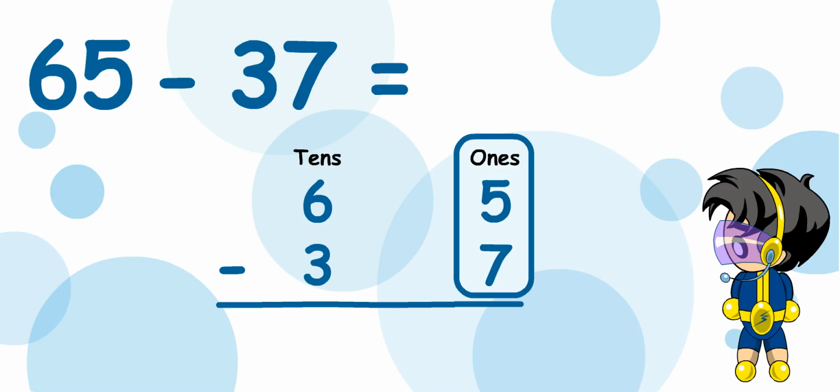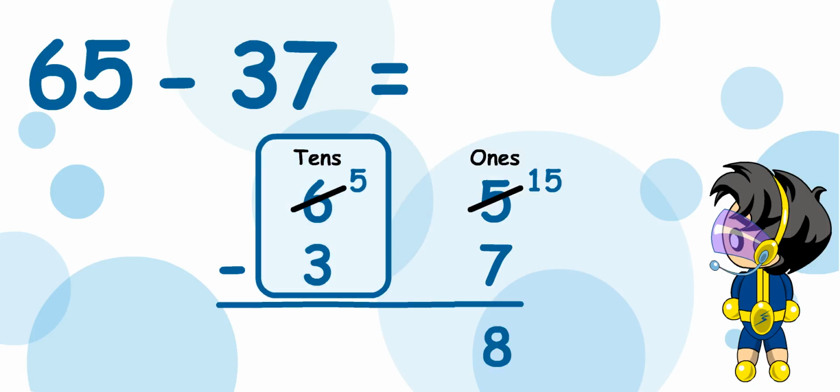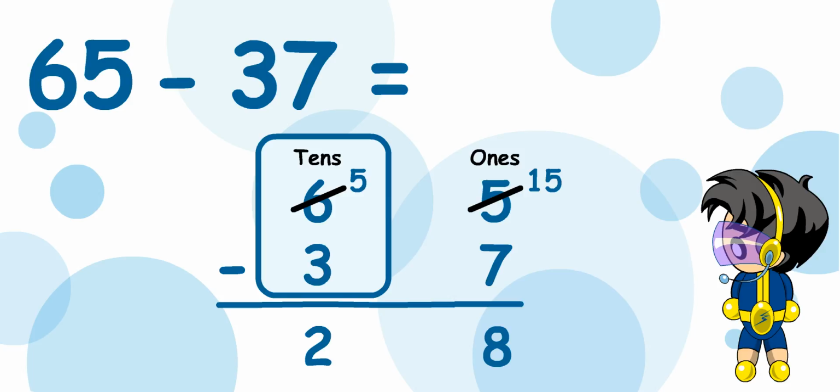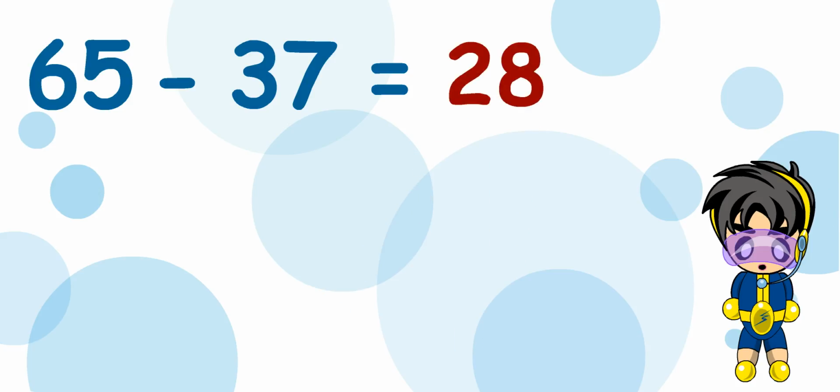So, I take 1 tens from 6 tens and change it into 10 ones. I am then left with 5 tens. I add 10 ones to 5 ones so that I have a total of 15 ones. Now, I can minus 7 from 15 to give 8. Finally, I subtract the tens. 5 tens minus 3 tens gives me 2 tens. So, the answer is 2 tens and 8 ones, which is 28. Can you understand that? Sure I can.